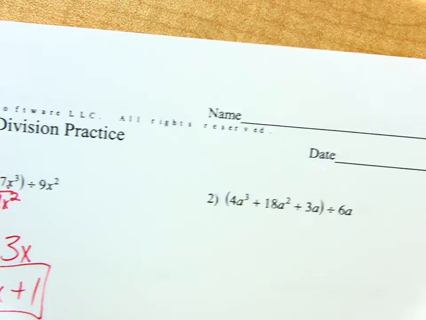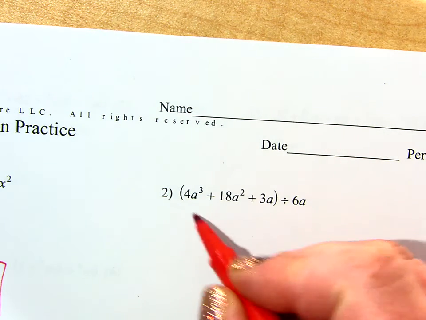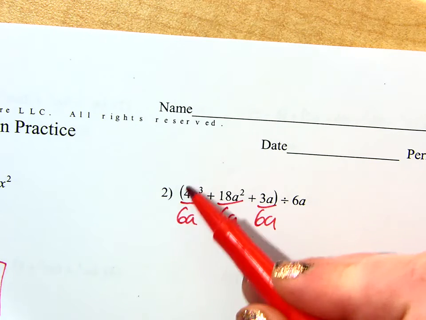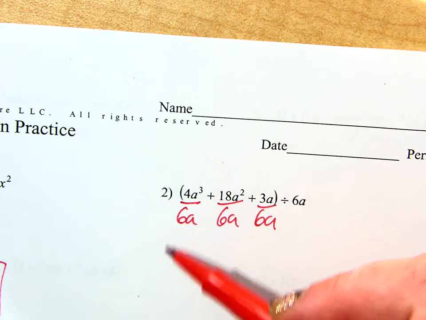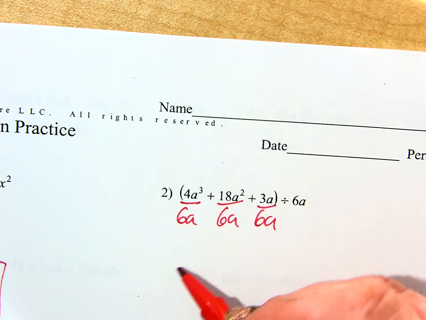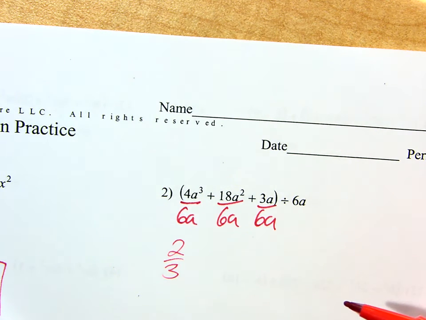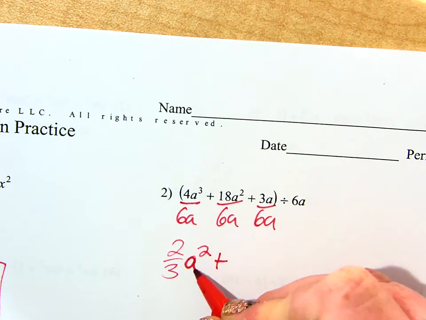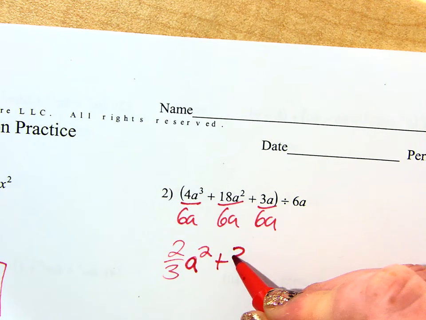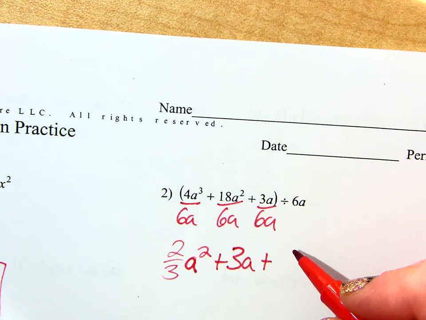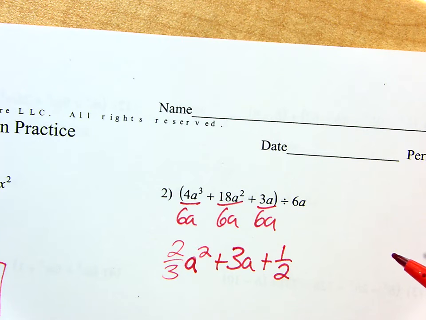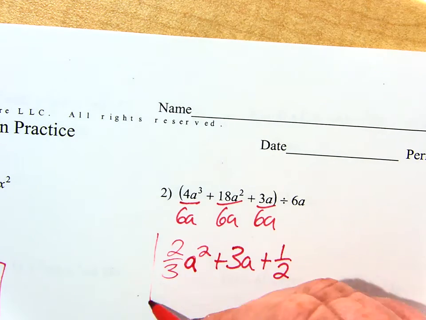So let's try one a little bit trickier as number 2, because if I divide each of these by 6a, it's just a little bit trickier because 4 doesn't divide by 6 evenly, but I can simplify that fraction to be 2/3. So I get 2/3 and then a to the what? That's it, a to the second. Plus, what would my next one be? 3a, and then my last one would be 1/2. Right? Do you guys see that? The a's cancel, and then I just have 3 over 6 reduces to be 1/2. It's already in standard form, so I'm done with that one.